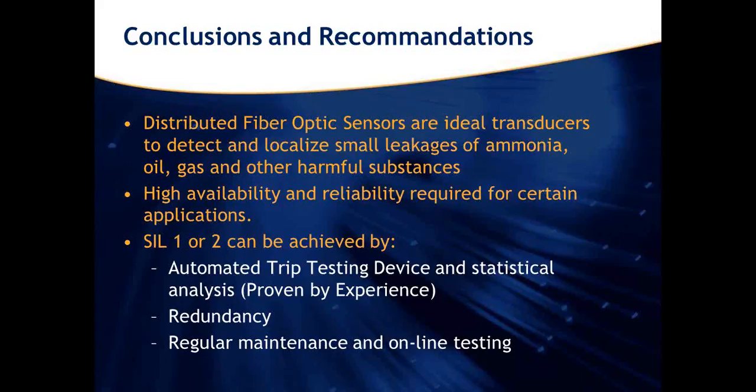So this brings me to the conclusion of this presentation and some recommendations. Distributed fiber optic sensing is an ideal transducer to detect and localize small leakages of ammonia, oil, gas, and other harmful substances. And in some cases, high availability and reliability are required for a given application. SIL 1 or 2 can be achieved by a combination of an automated trip testing device and statistical analysis using the proven by experience approach, by implementing a proper redundancy, and by regular maintenance and online testing of the system.